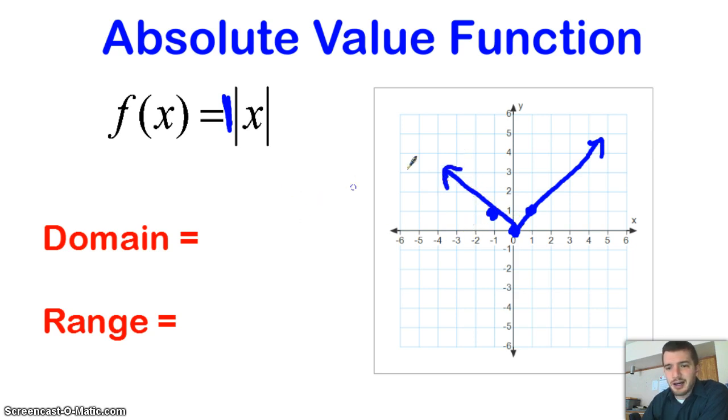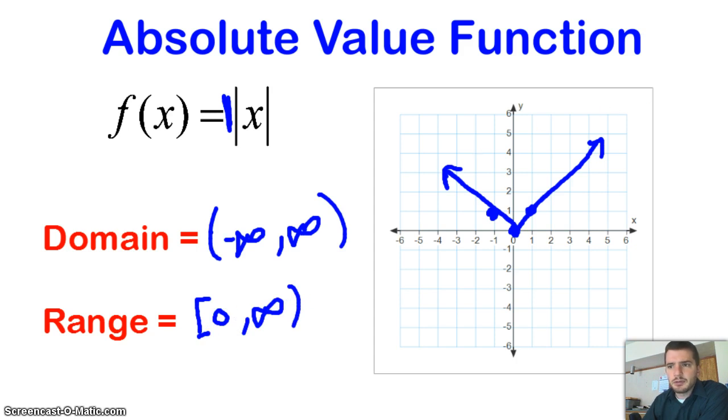And then the domain, as we discussed yesterday, you see each way on the x-axis it's going on and on forever. So it'll be negative infinity to positive infinity. And then the range, it stops at 0, so it's going to be inclusive at 0, comma, infinity.